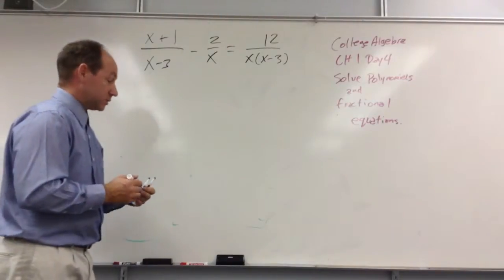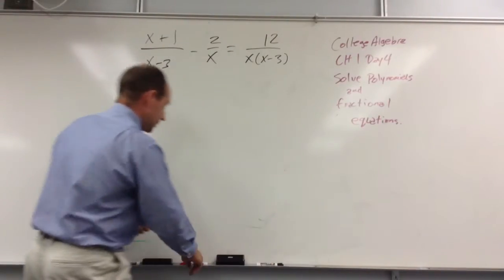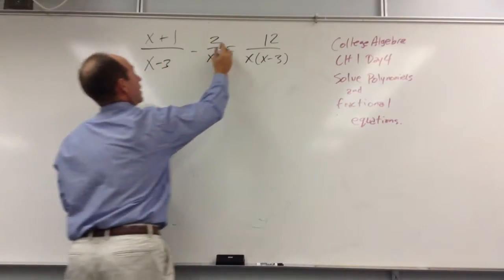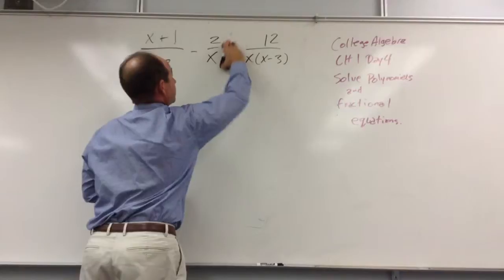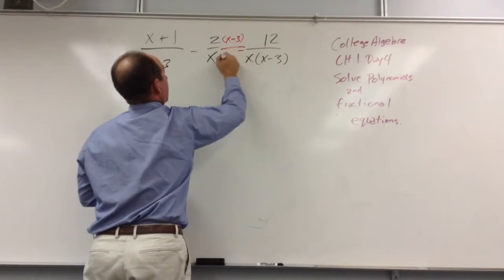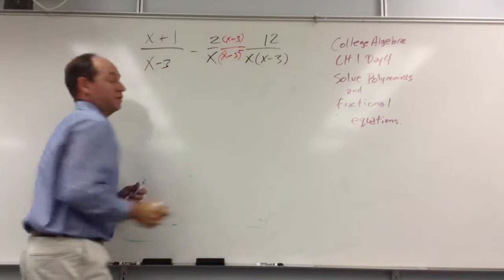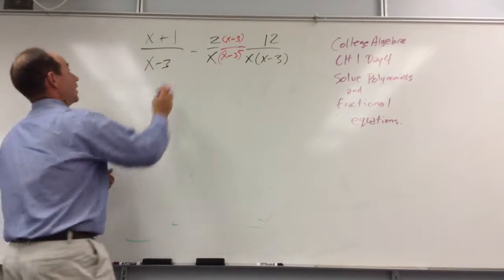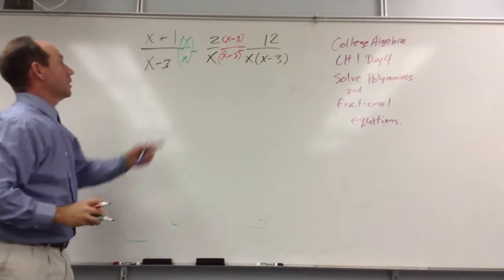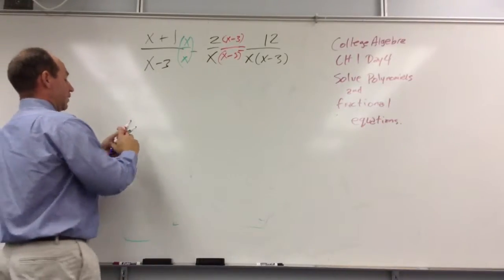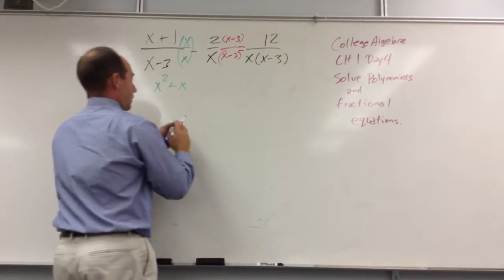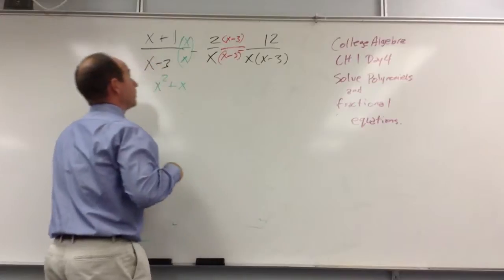Well, when we do this, we'd like to have a common denominator. So I take a look at this and I say, okay, between these two, this one has x minus 3, so let's multiply this one by the magic number 1. X minus 3 over x minus 3 is 1. Let's multiply this one by the magic number 1, x over x. Notice that this will give me a denominator. This will be x squared plus x.